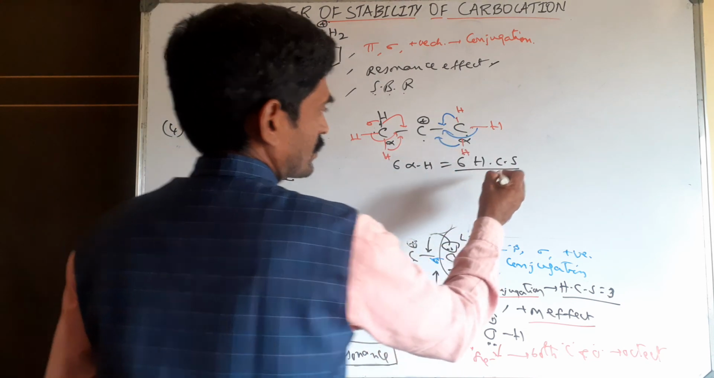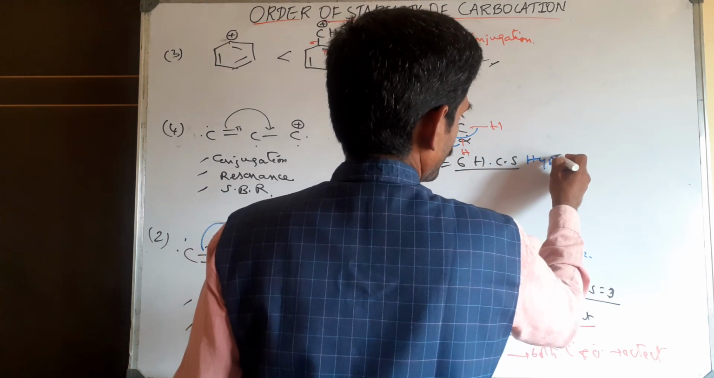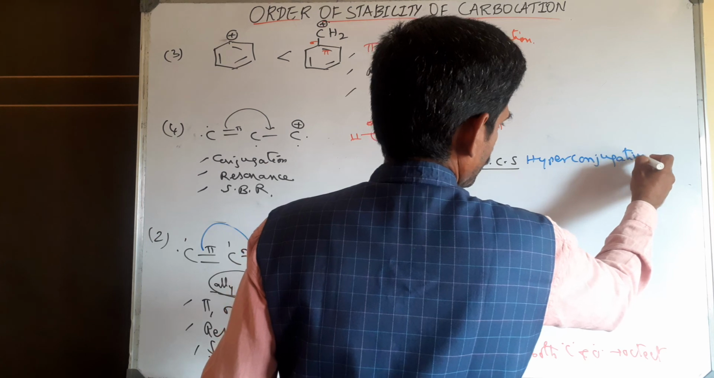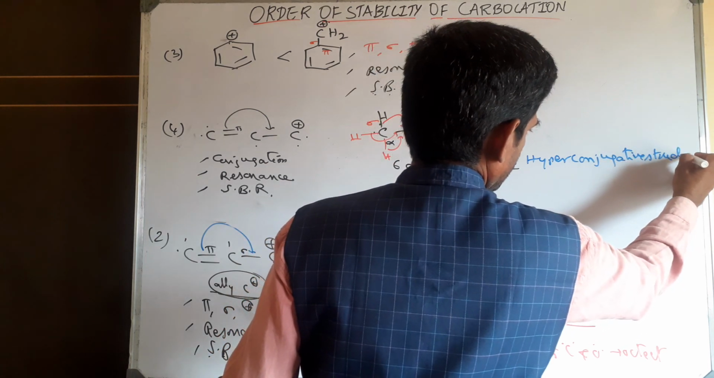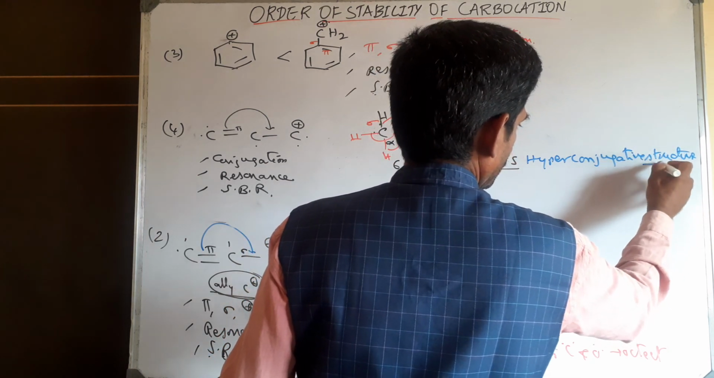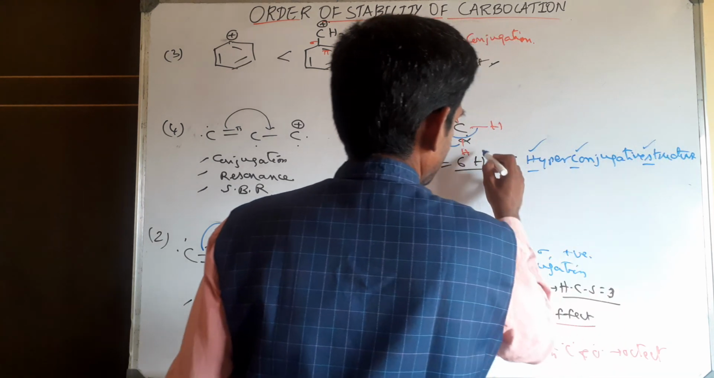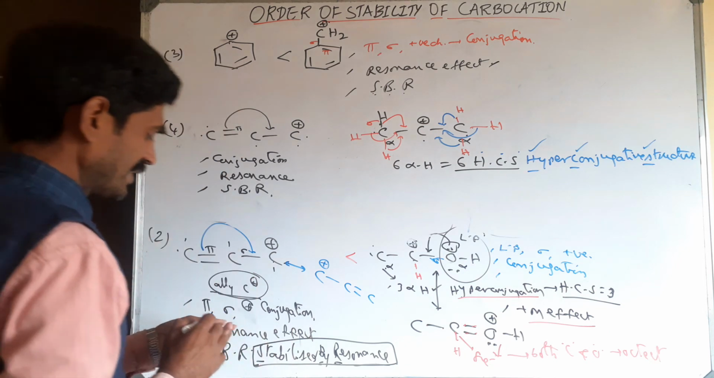This is called what? Hyperconjugative structures. HCS, right? So it is stable.